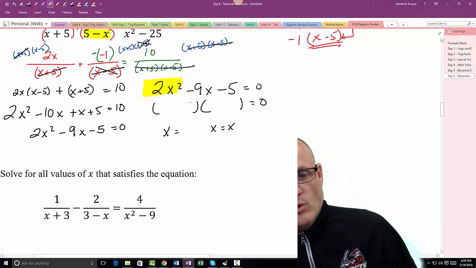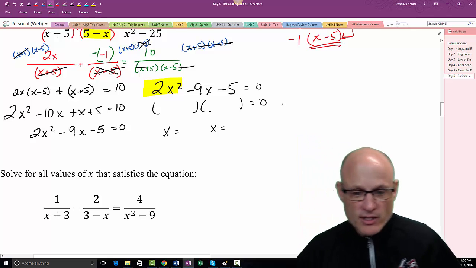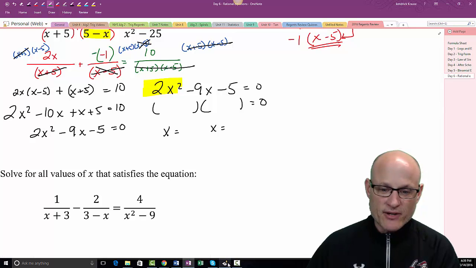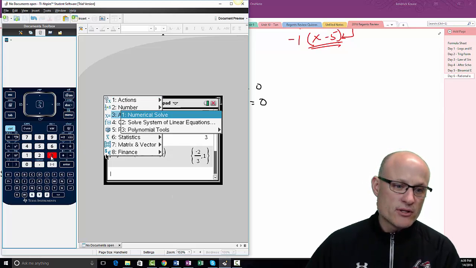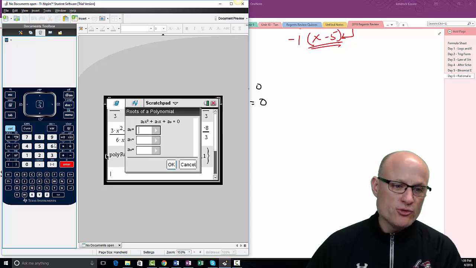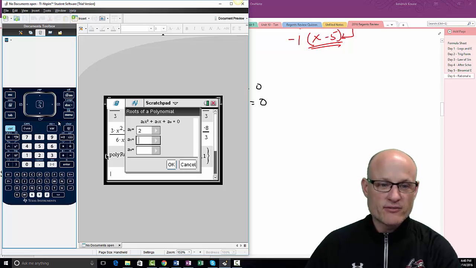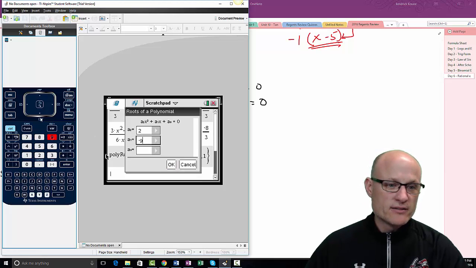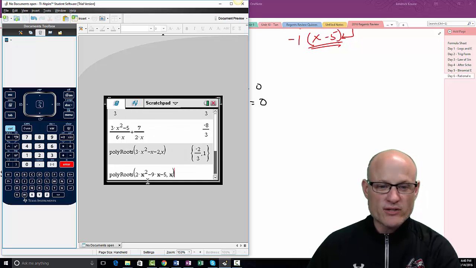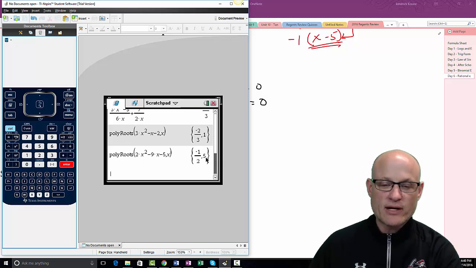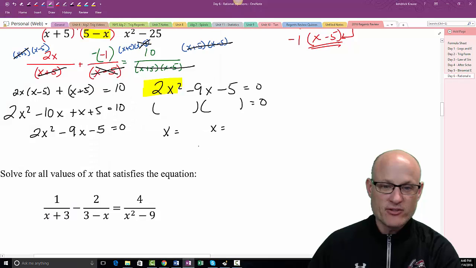Okay? What we're going to do is come to our calculator, and we got 2, negative 9, negative 5. So menu, 3, 3, 1, 2. See, I already forgot what they were. I think it's negative 9, negative 5. Negative 9, negative 5. Hit enter. Make sure that's this 2x squared minus 9x minus 5. That is the quadratic you've asked for. Hit enter, and there's your 2 answers. Negative 1/2 and 5. Even though the factoring wasn't bad, I'm still going to use that. Negative 1/2 and 5.